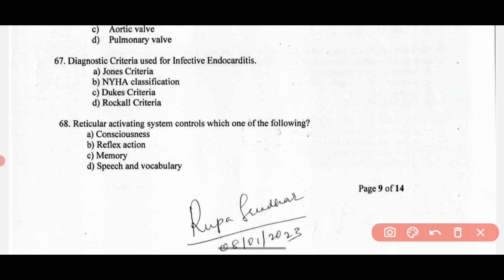The next one, question number 68. Reticular activating system controls which of the following? It is a direct question. Reticular activating system means immediately you have to think about what? Awareness, consciousness, alertness. Okay, so here you can go for option A.